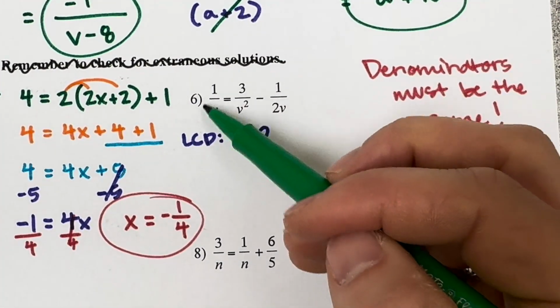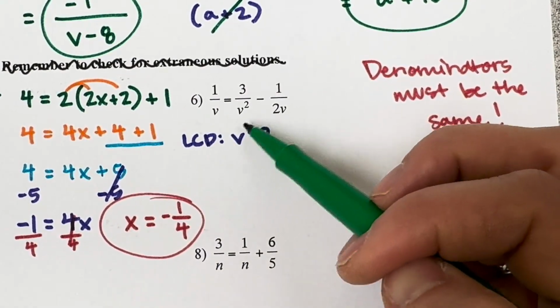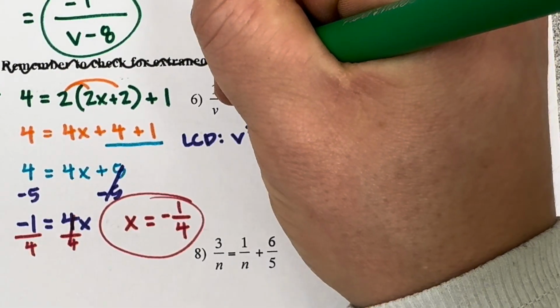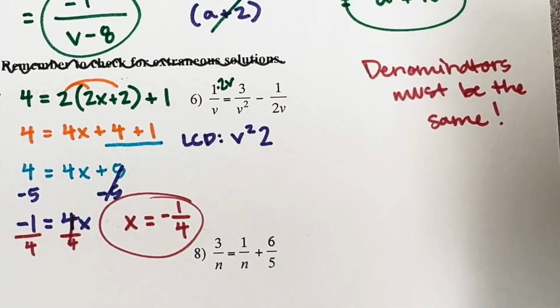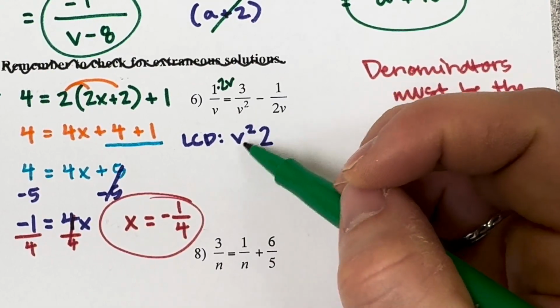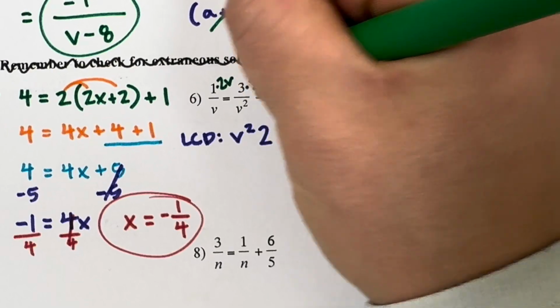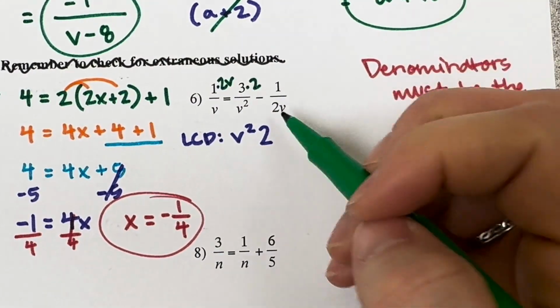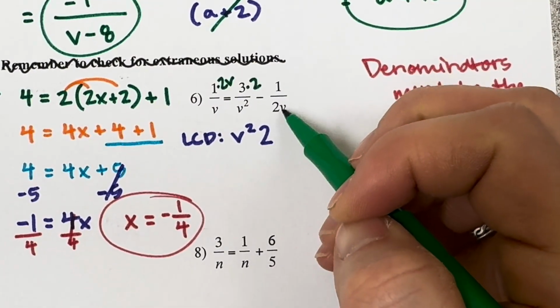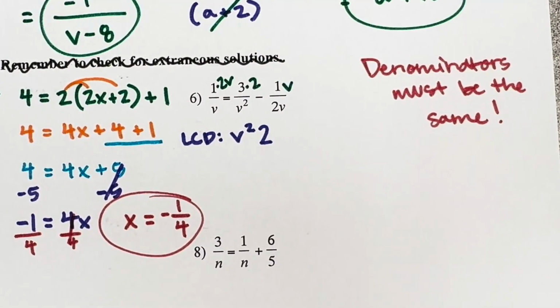Let's look at our first fraction, 1 over v. It has 1 v, which means it needs the second v and the 2, so I need to multiply that by 2v. Second fraction has the v squared piece. It needs the 2, so I'm going to multiply just the 2. Third one has the 2v. It needs the second v, so just multiply by v.